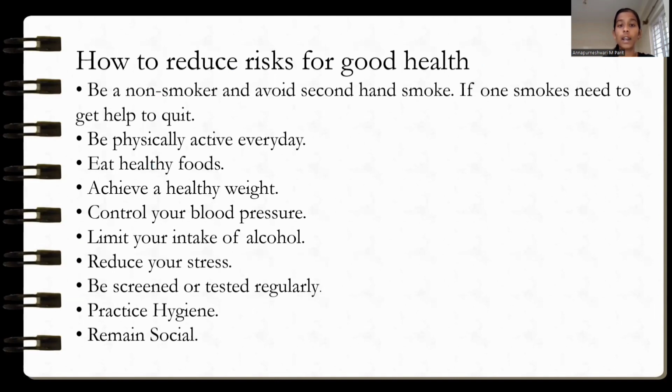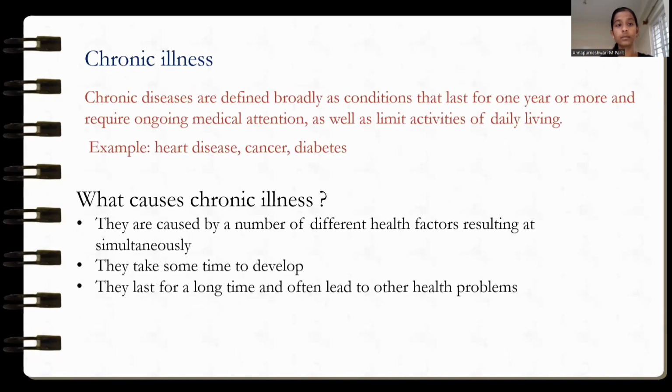How to reduce risk for a good health? Be a non-smoker and avoid second-hand smoke. If one smokes, get help to quit. Be physically active every day. Eat healthy foods. Achieve a healthy weight. Control your blood pressure. Limit your intake of alcohol. Reduce your stress. Be screened or tested regularly. Practice hygiene and remain social.